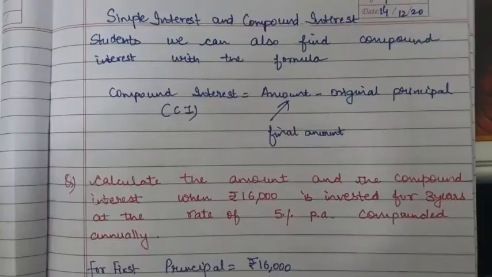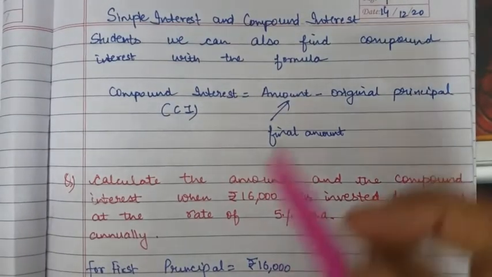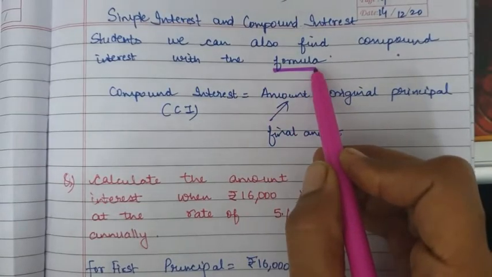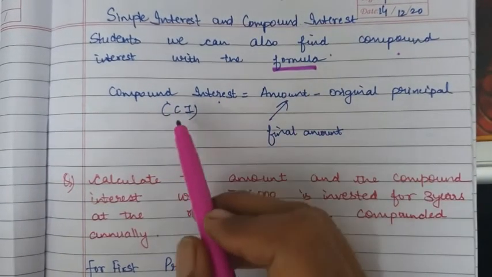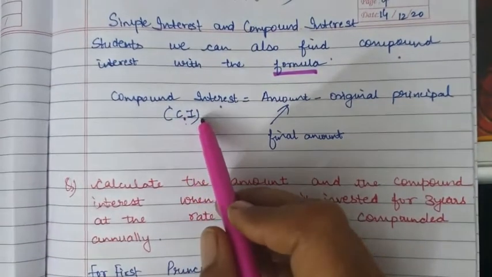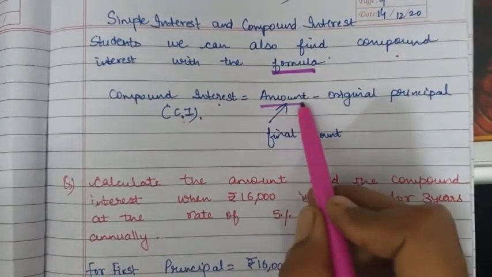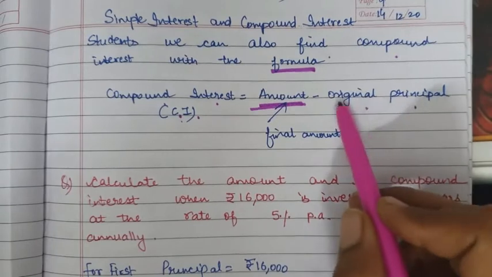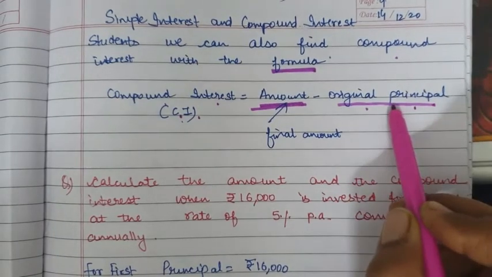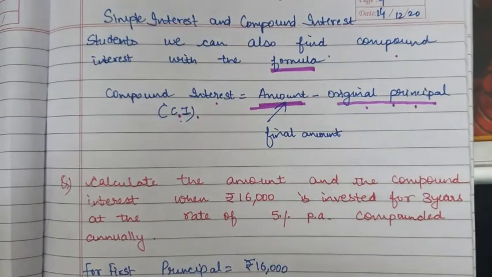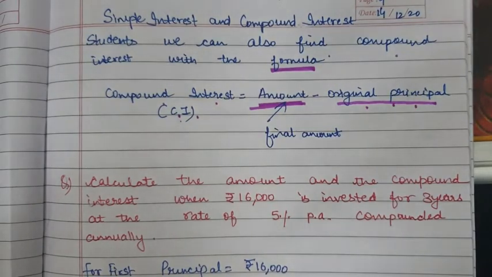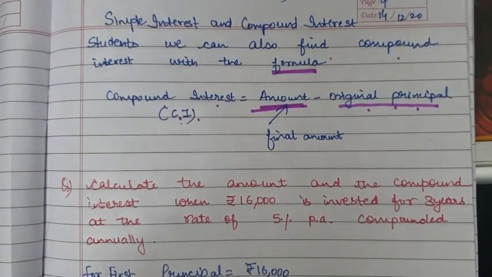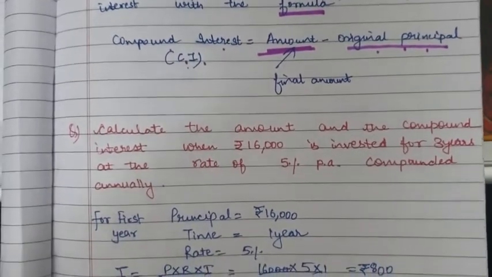Clear, children? Now children, we can also find the compound interest with the help of a formula. In short, if you write C.I. is equal to final amount minus original principal. Original principal means the principal we take in the starting. Clear? Means the principal for the first year will be the original principal. So now let us start the question.